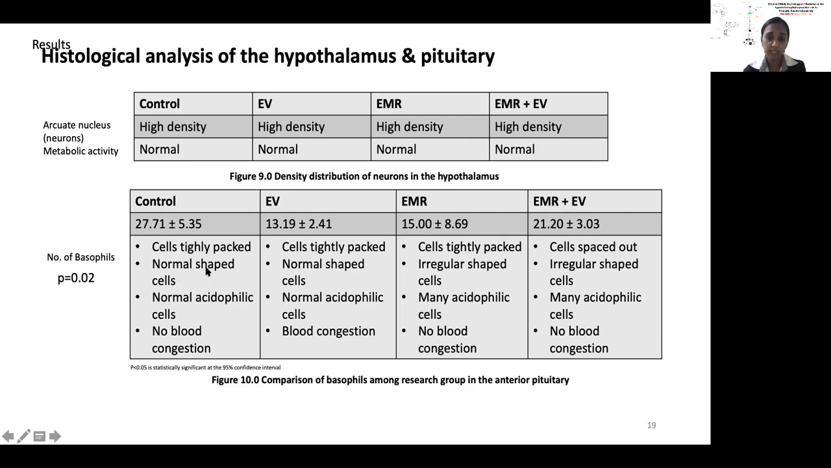Then we noticed that cells were all tightly packed. There were normal shaped cells in the control and EV. However, in those exposed to electromagnetic radiation, we saw that the shape of the cells was irregular. We also saw many acidophilic cells in those with EMR exposure, but normal acidophilic cells in the control and the EV. Blood congestion was only observed in the estradiol valerate group, but not in any of the other groups.